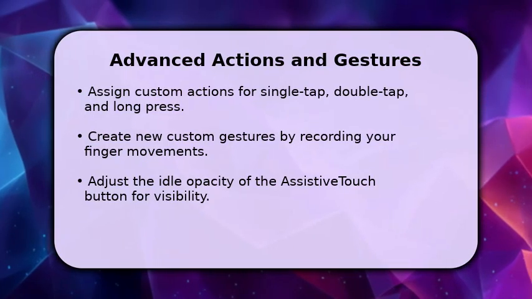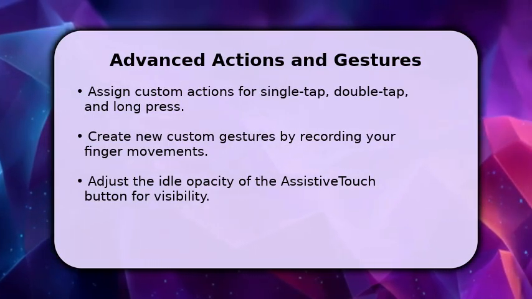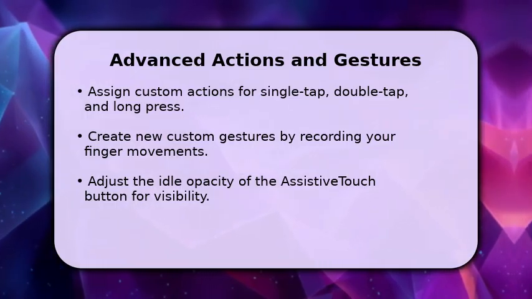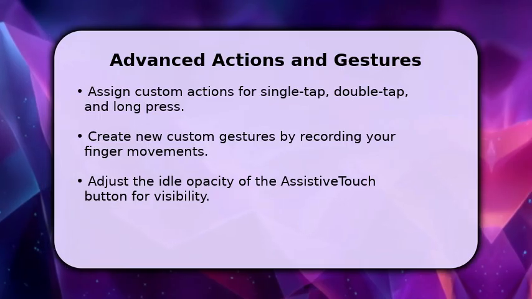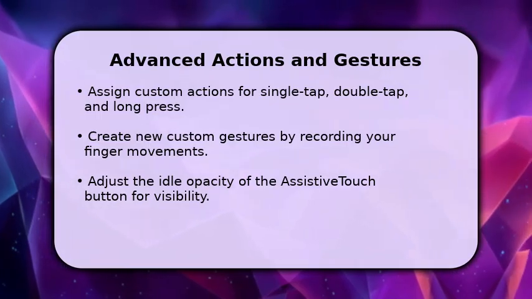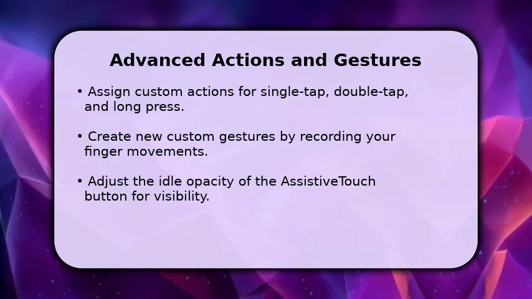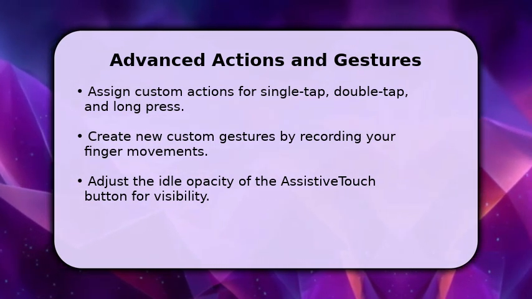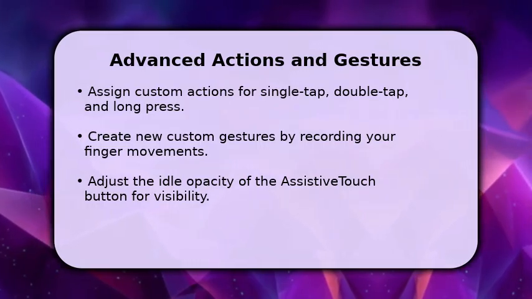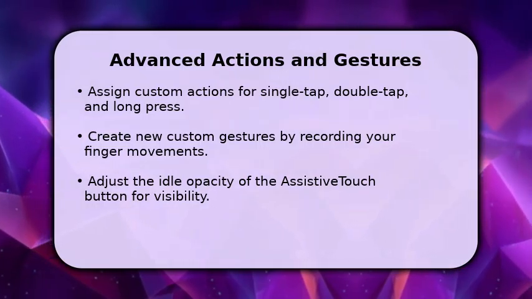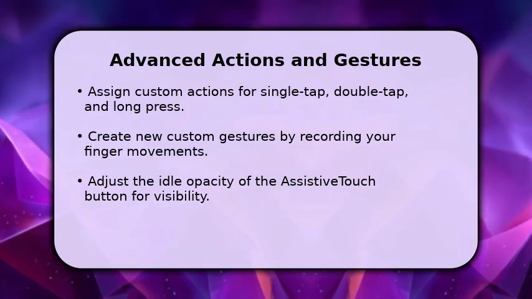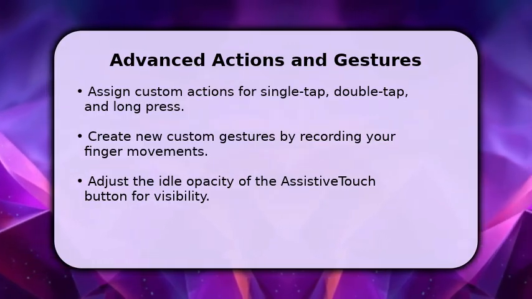Beyond the main menu, Assistive Touch offers advanced customization. You can assign specific actions for a single tap, a double tap, or a long press on the virtual button. For example, a double tap could lock your screen. You can also create custom gestures by recording your finger movements, which is incredibly useful for complex actions. Additionally, adjust the button's idle opacity to make it more or less visible when not in use, ensuring it never obstructs your view.